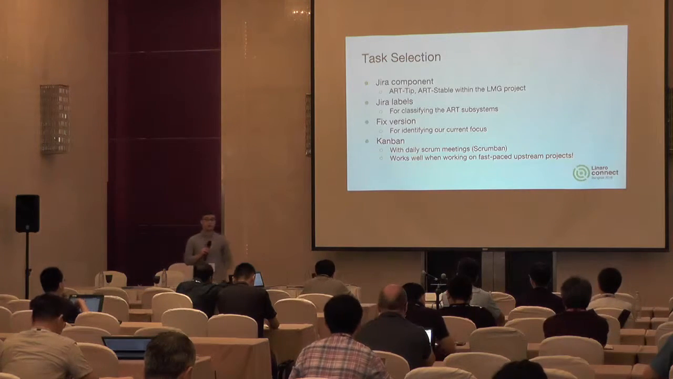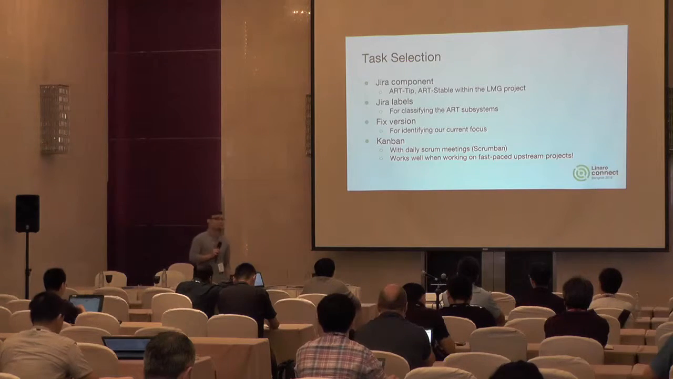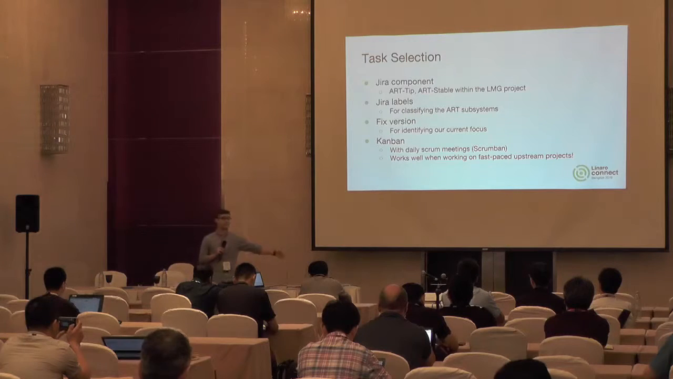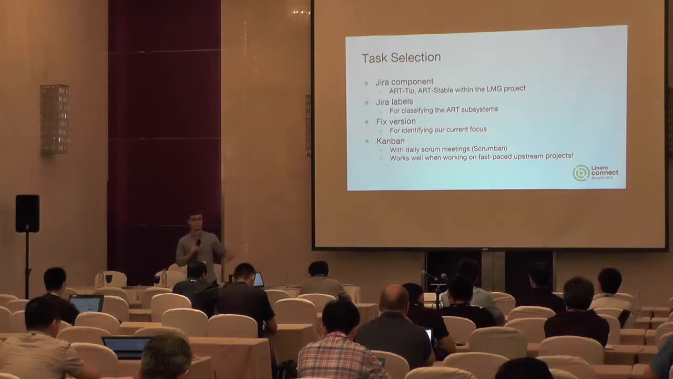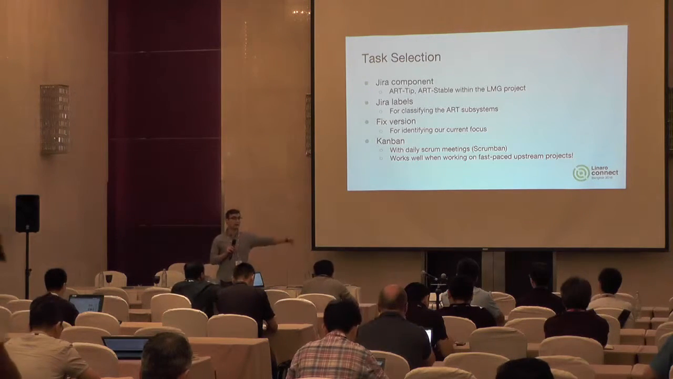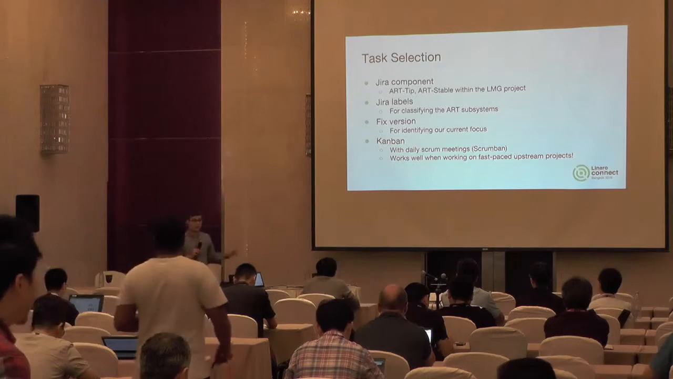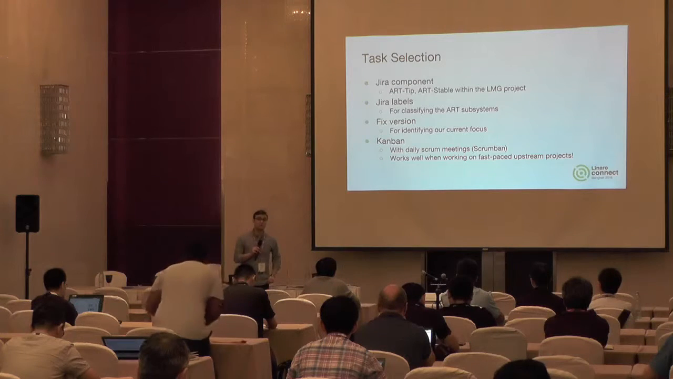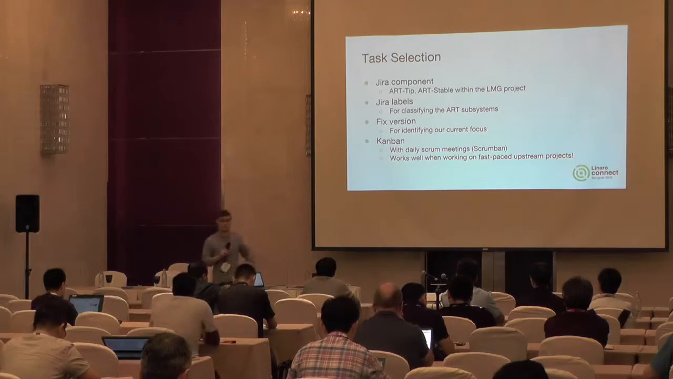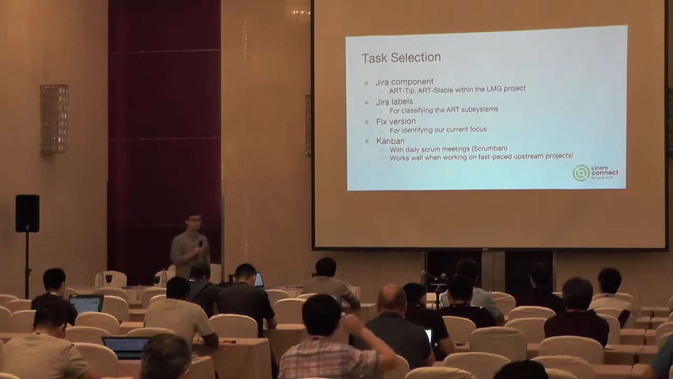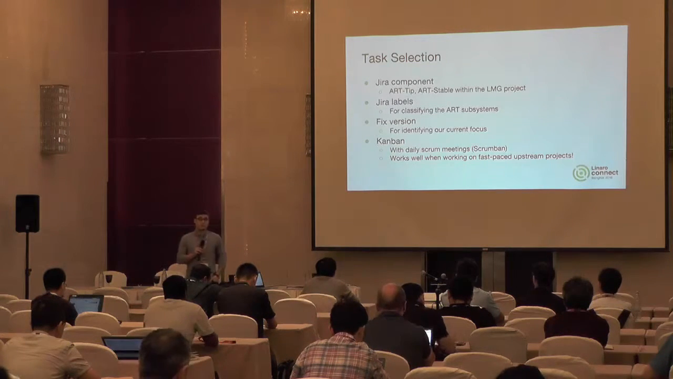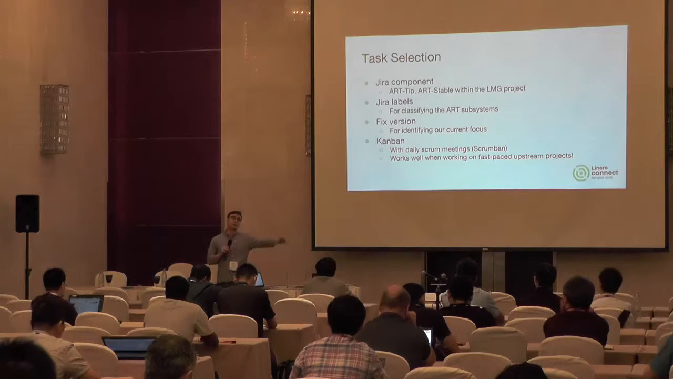We use Jira labels, which are used by our team to classify the ART subsystems. So for example, we have optimizations or ART runtime and so on. And we have a naming scheme which helps us with the Jira labels. They're searchable, they're sticky, so they're exactly what we need for identifying these sort of items. We use the fixed version for identifying things which are in our current scope.